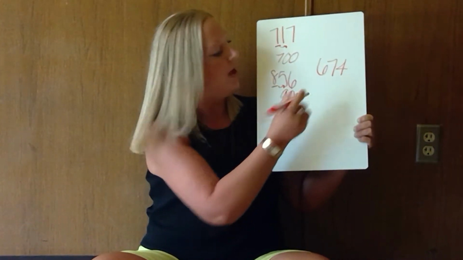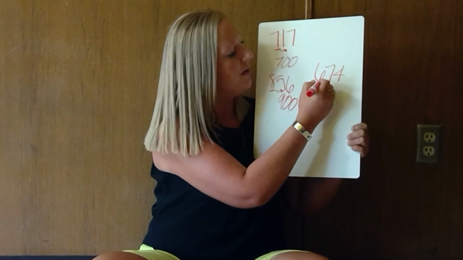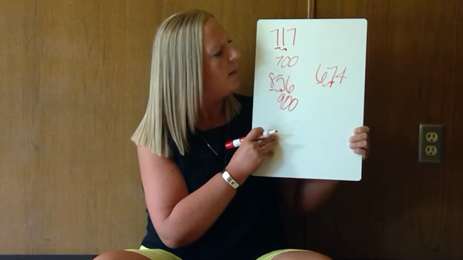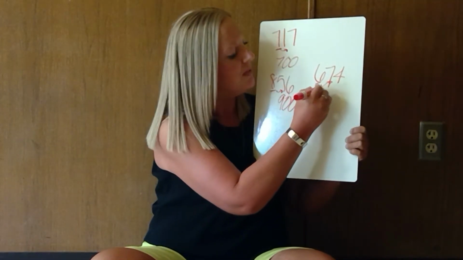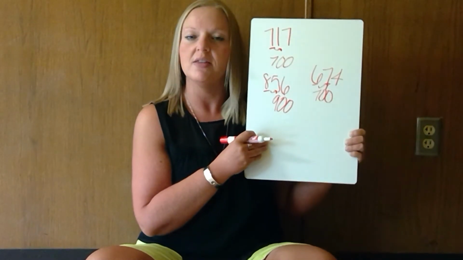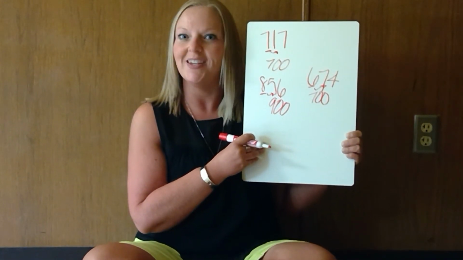Last example, let's do 674. Underline your hundreds and look to your neighbor. My neighbor is a 7, so it tells me the 6 to bump it up. So instead of a 6, it now becomes a 7. Everything else becomes zeros. So my rounded number is 700. And that's how you round to the nearest hundred.